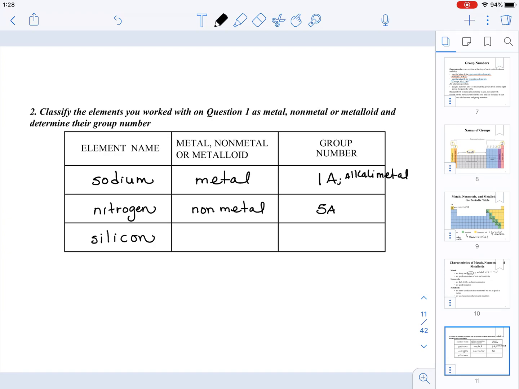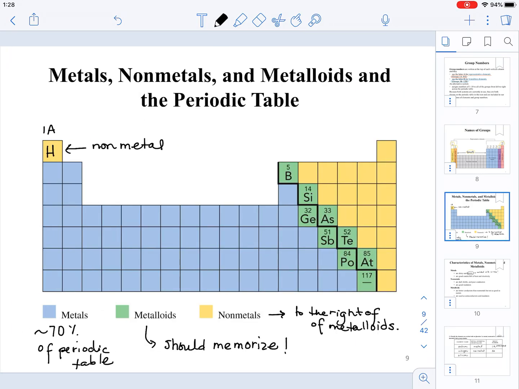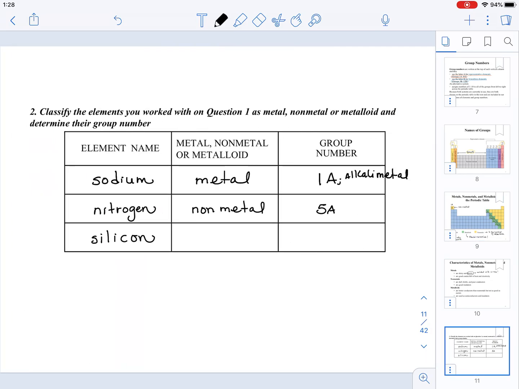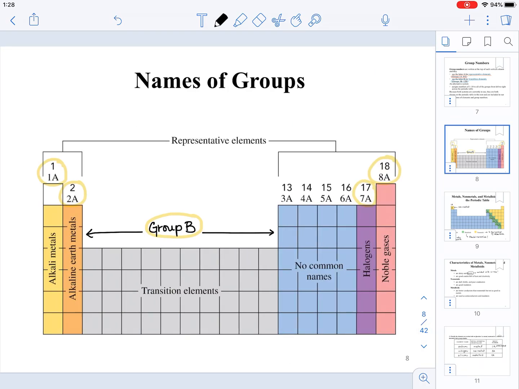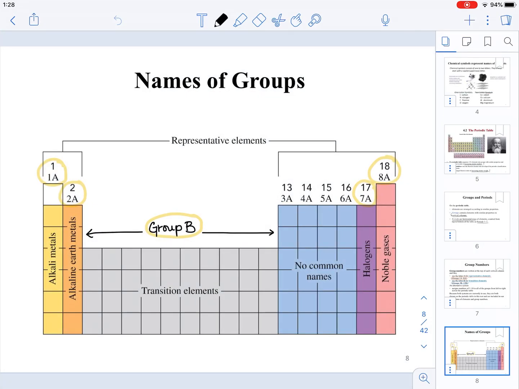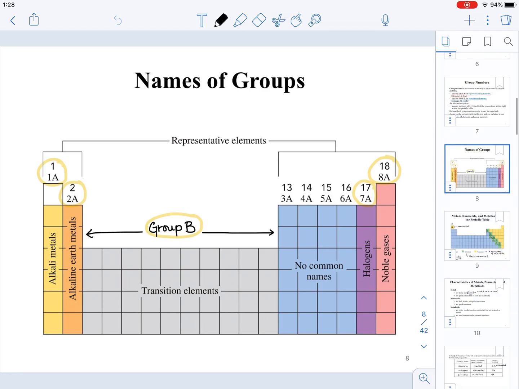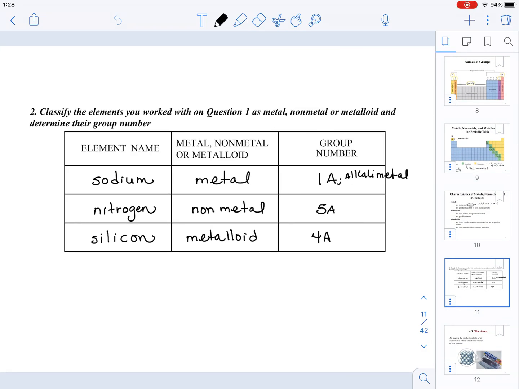And lastly, we have silicon. If we look at our list, as you can see, element 14 is silicon, and it is a metalloid. And it lives in group 4A. And understand that group 4A does not have a common name, so we don't have a common name for that. So make sure that if you have the element name, you can determine if it's a metal, non-metal, or metalloid, and what is the group number for that element.